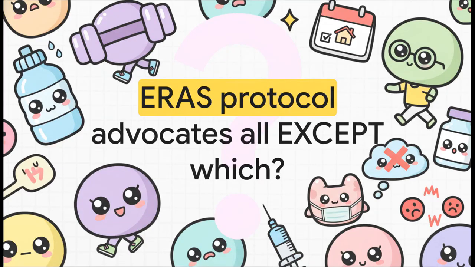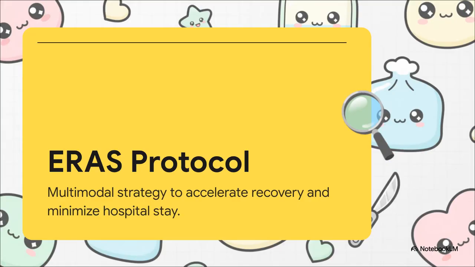Moving right along, question 2. All of the following are advocated by the Enhanced Recovery Protocol, or ERAS, except A. Early physiotherapy, B. Early mobilization, C. Early hydration, D. Administration of opioid analgesia, or E. Planning discharge before admitting the patient to the hospital. The answer here is D, administration of opioid analgesia.